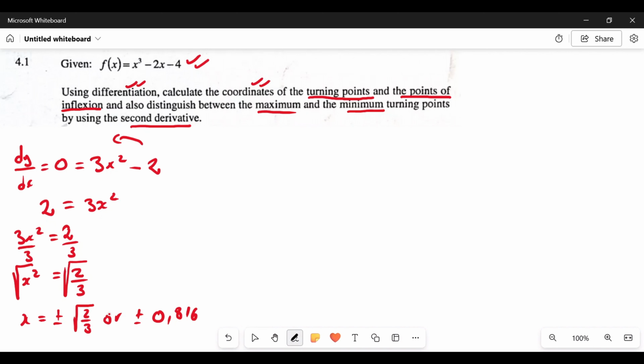Now that we managed to find our x, we need to find our y value. So for our y values, we're going to have to substitute these x's into the original. When x is equal to negative 0,816, what is our y? Remember, we have two x's here. One is positive and the other is negative. So when it's negative, what is our y? We take the original equation and just substitute negative 0,816 into it. So let's do it. Wherever there is x, we're going to put negative 0,816. But from the original, this is cubed.